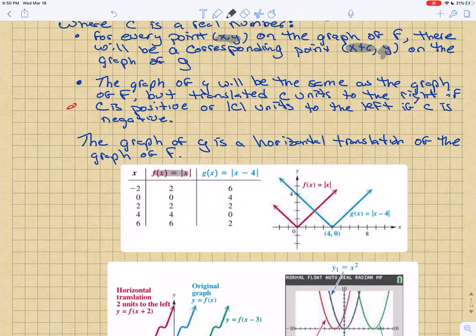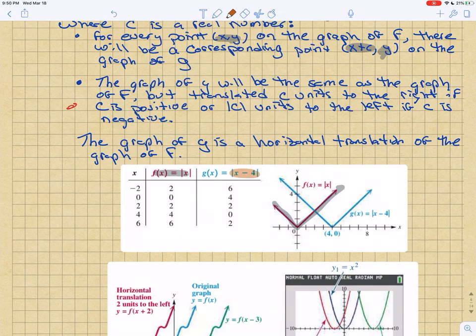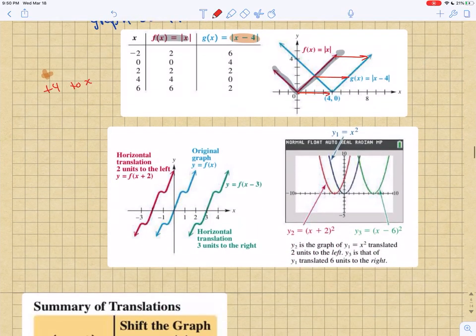So my parent function, f of x, is equal to the absolute value of x here. This says x minus 4, so I'm going to add 4 units to x. So see, they're all moved over 4 units to the right. It's a shift to the right. Okay? Let's look at another example.